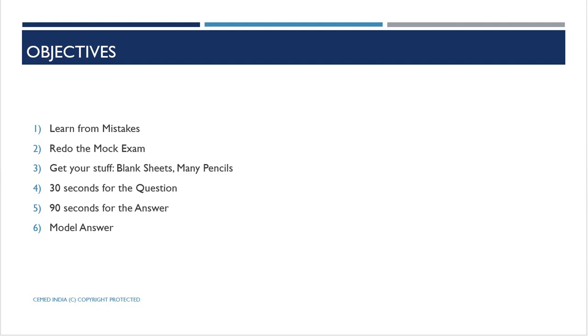So as I said, we are going to redo the exam again. So get your stuff with you, loads of blank sheets and as many pencils as possible. Please do not write with pen, write with pencils. I will give you 30 seconds to read the question. What we are going to do is you're going to read the 3 stems of the question first and then go and read the main clinical scenario provided. Then you look at the picture and then try to frame the answers. You will have about 60 to 90 seconds to write down the answers, and then we will discuss the model answers.